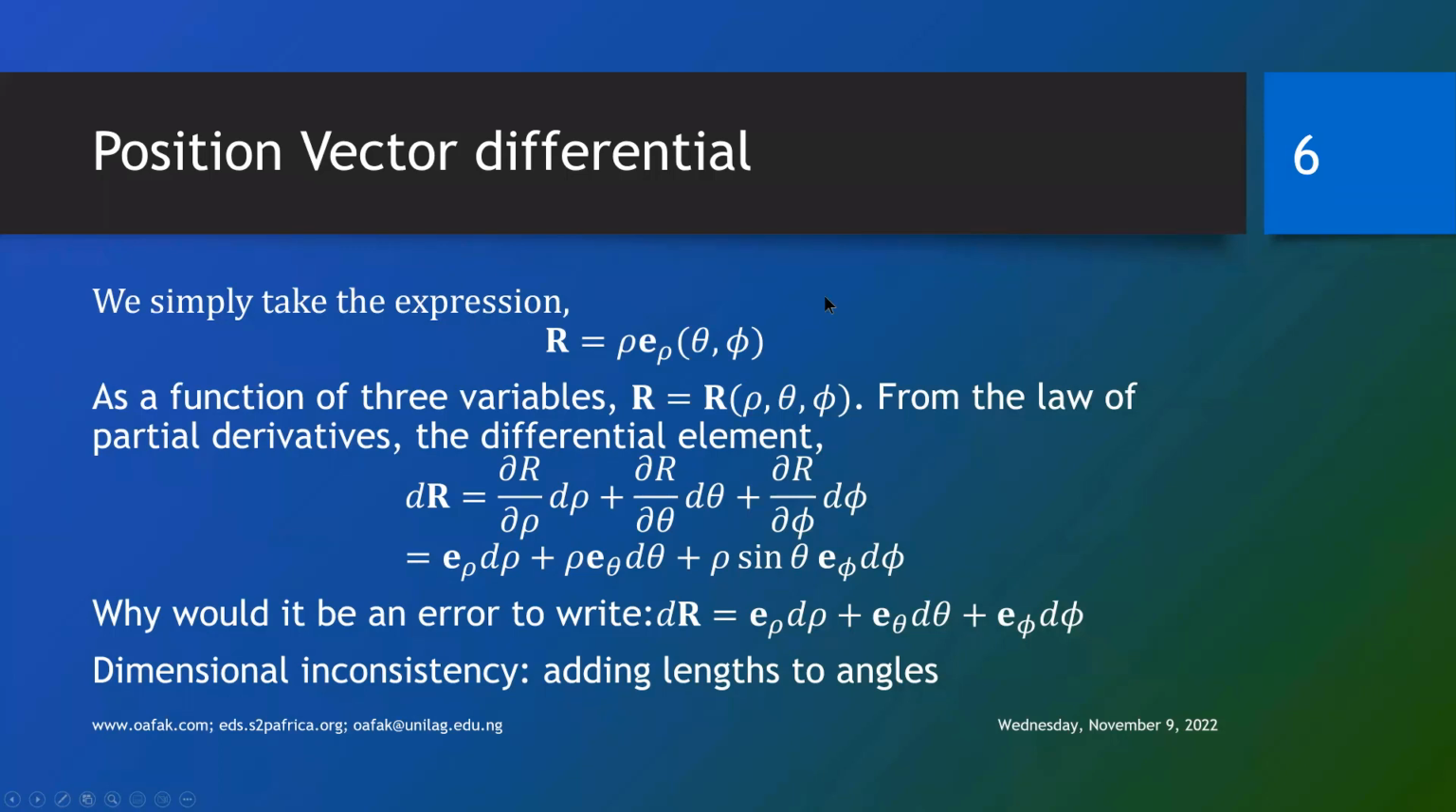The case of the Cartesian coordinates is trivial, but still, I want you to tell me what will be the position vector for Cartesian coordinates. Write it on the chat room. I'm watching what you type on my own screen. Cartesian coordinates. Waiting.